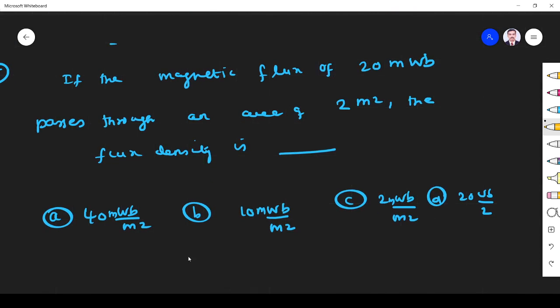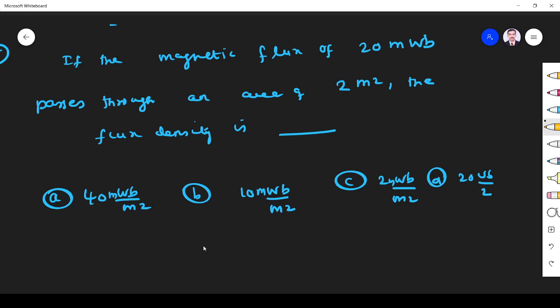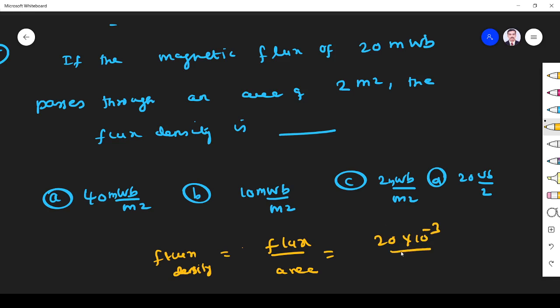Okay, next question is, if the magnetic flux of 20 milliweber passes through an area of 2 meters square, what is the flux density? Flux density is given by flux per unit area. Population density is population per area. Flux density is flux per area. Flux is 20 milliweber, area is 2 meters squared. So 10 milliweber per meter squared. So option B is the right answer.